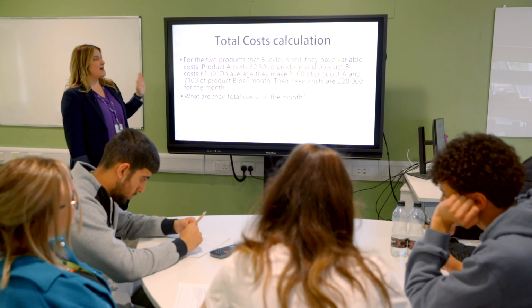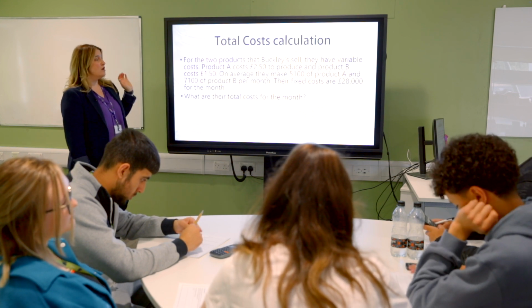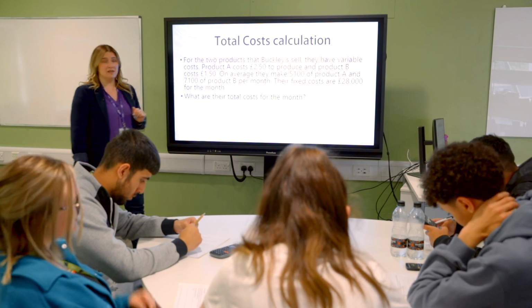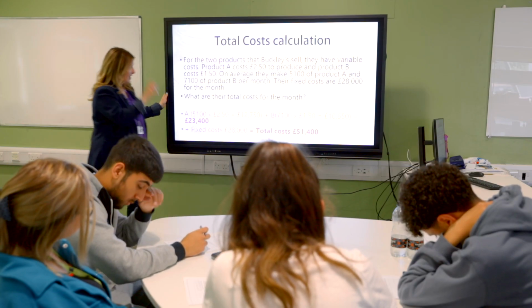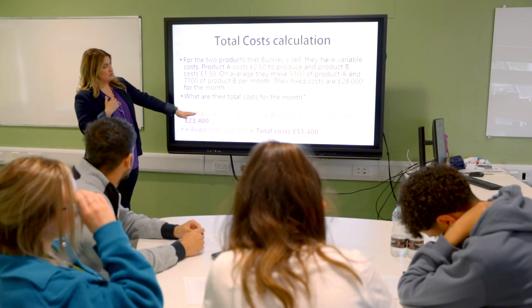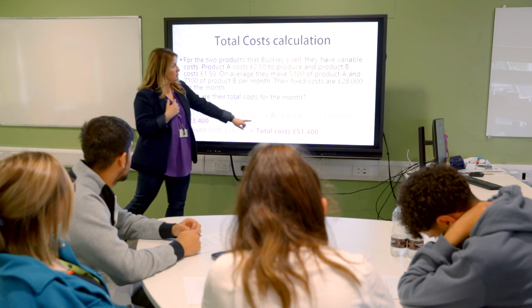Okay, so I'd like you to work out the total costs for the month for Buckley to make the biscuits. So we're going to do the £2.50 times by the 5,100. We're going to do the variable cost for product B times by the 7,100. Add those 2 together and then also add on the fixed costs, and he's done it. Good, so let's check the answers then. So Melissa, just make sure you check. 5,100 times £2.50 gives you 12,750.